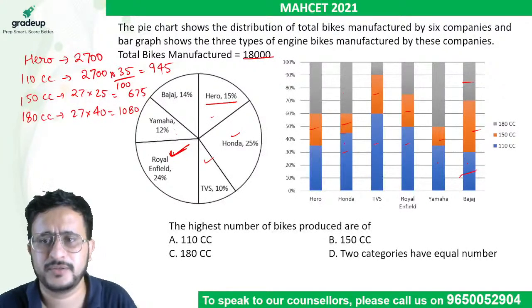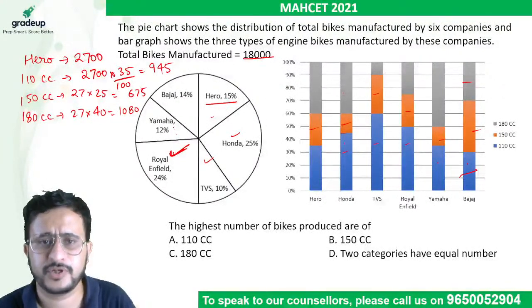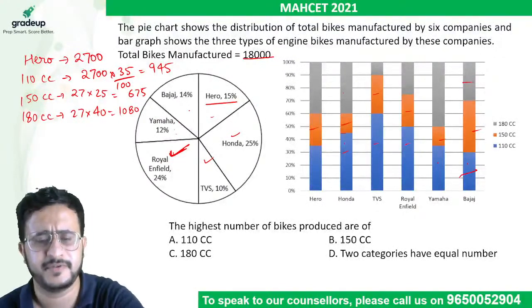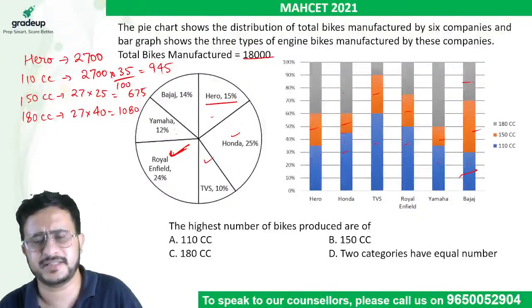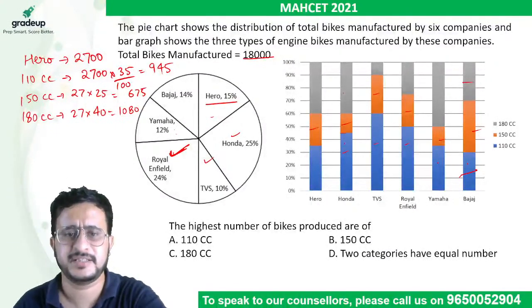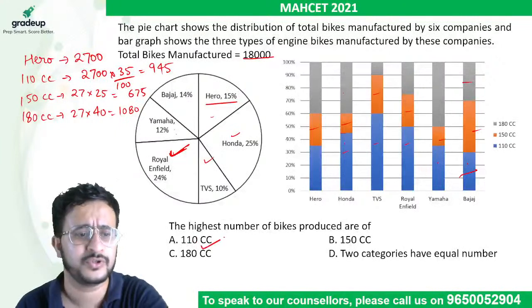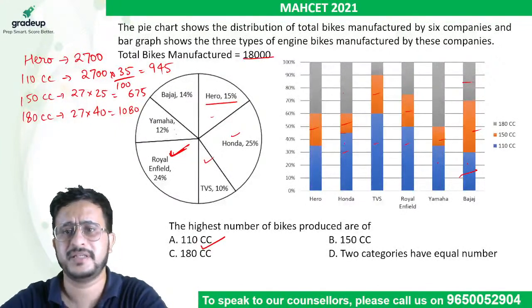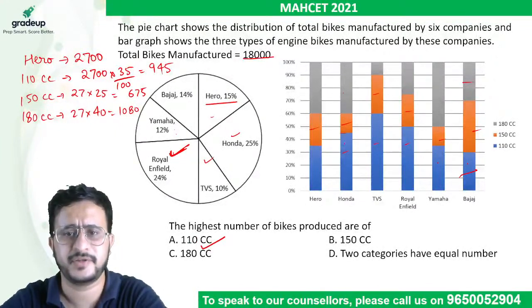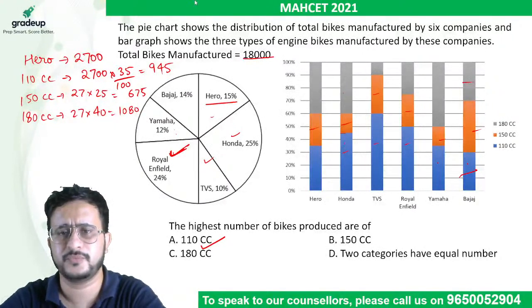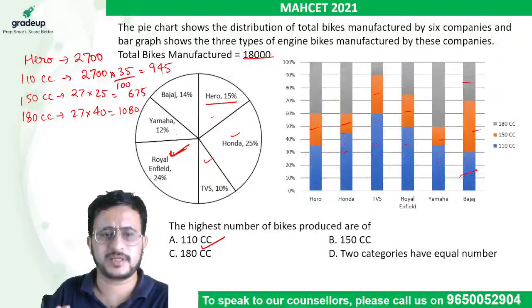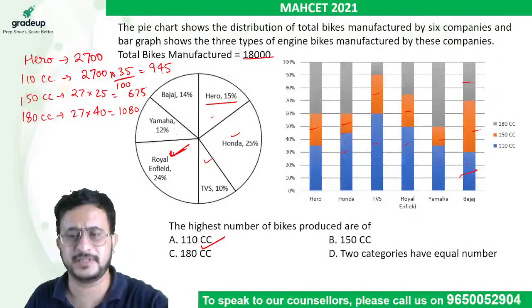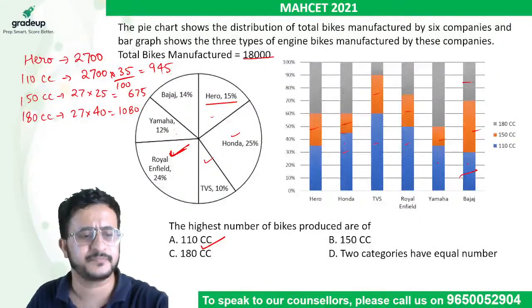Bajaj both are equal, okay? Yamaha it is more, right? So that will be compensated by these variations. So all in all, roughly you can say that 110cc will be the highest. It is saying highest number, it is not asking you to count, right? So by just doing some rough calculations, you can estimate that this is going to be the highest. You do not have to calculate, but use some estimation, isn't it? You can estimate that this is the highest.